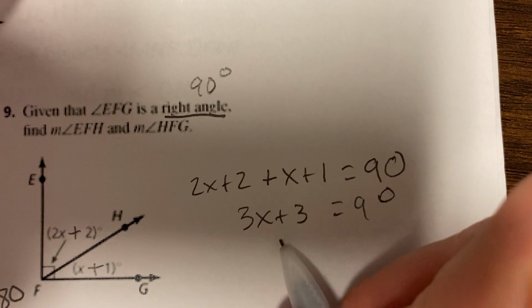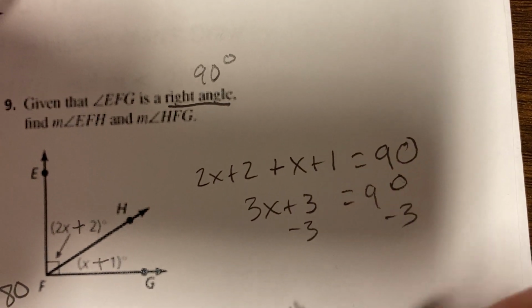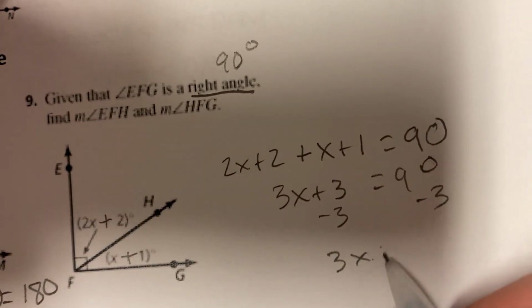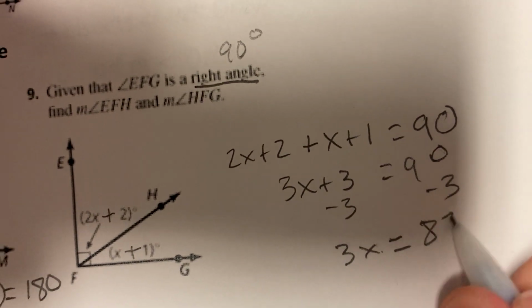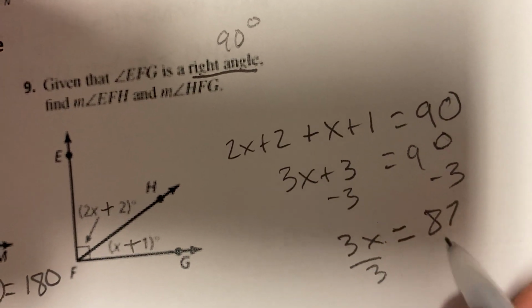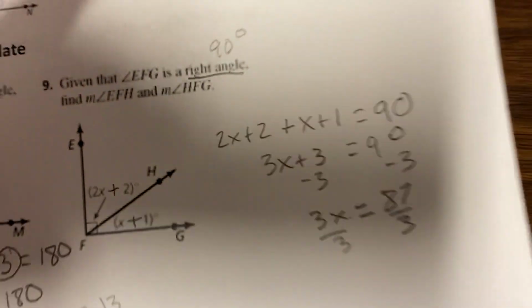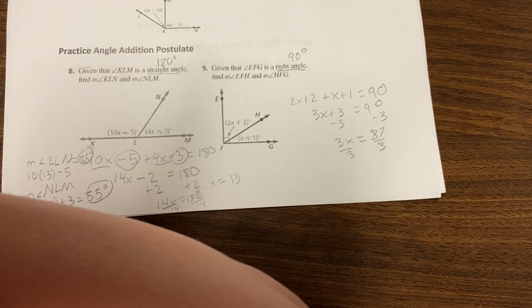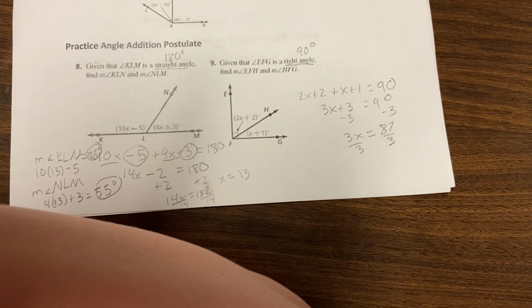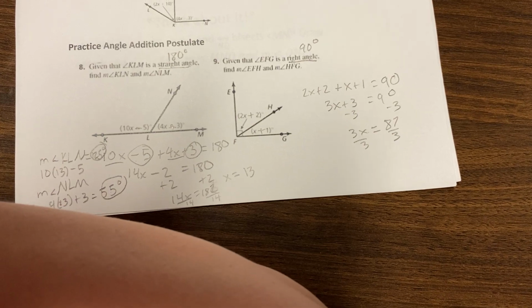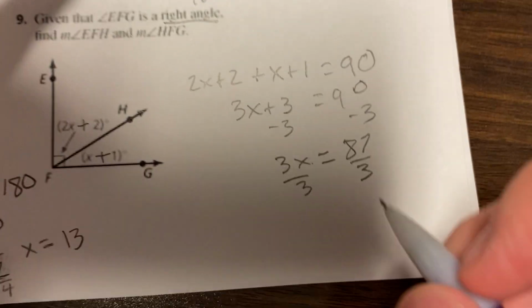Sorry, my writing is kind of off. So subtract 3, we get 3x is equal to 87. Divide by 3. All right, we get 87 divided by 3 gives me 29.